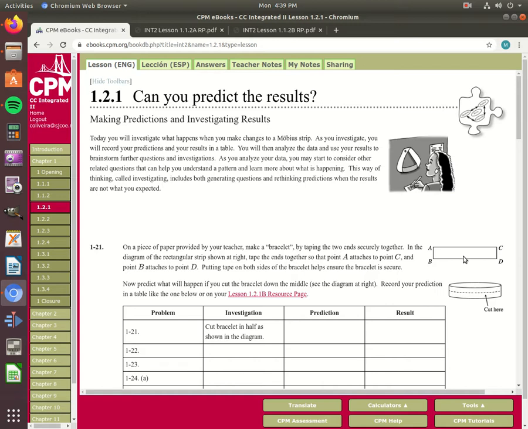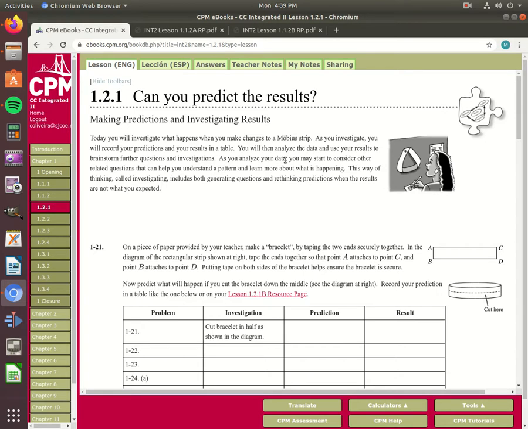You might actually want to Google a Mobius strip video and just see some of the cool things that you can actually do with the Mobius strip. Long story short, it ends up being a shape that doesn't actually have sides, or it has one side. It's kind of weird. Anyways, as you investigate, you will record your predictions and your results in a table.